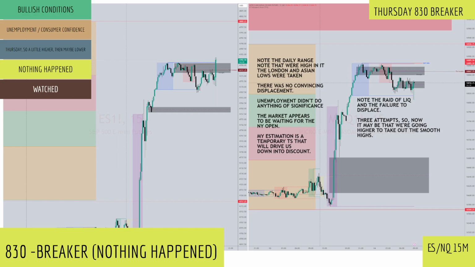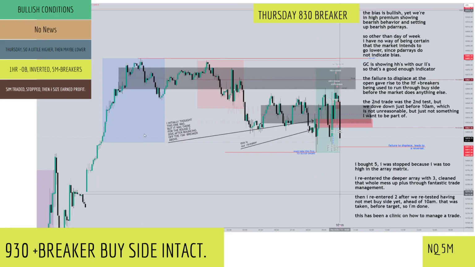I watched. Then we go to 8:30 and 9:30, and what you see is the 9:30 breaker goes buy side, but buy side stays intact. Bullish conditions, no news. Again, thinking a little higher than maybe lower. The 1 hour order block is inverted, so that means long potential. You start off with long with 5-minute breakers.